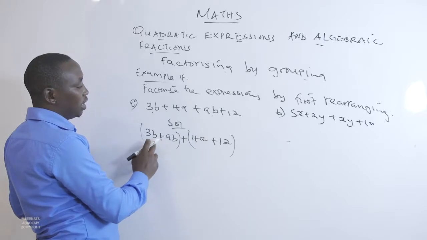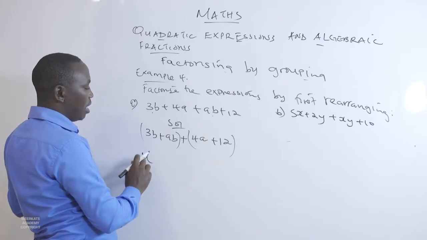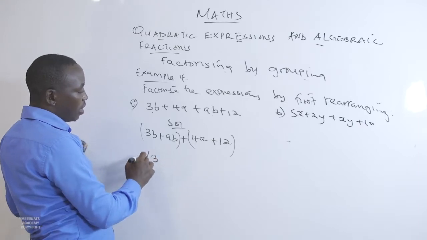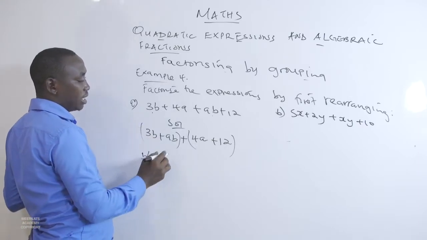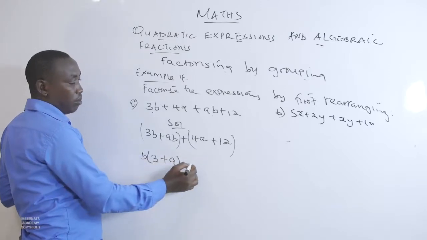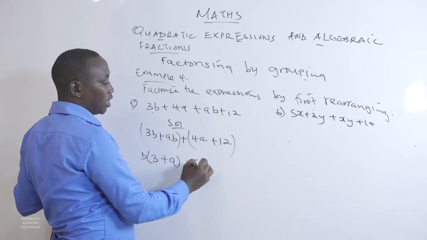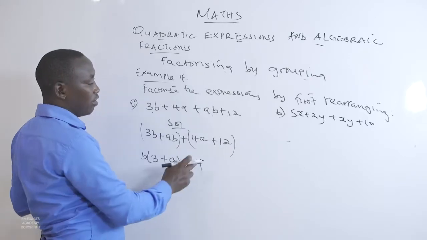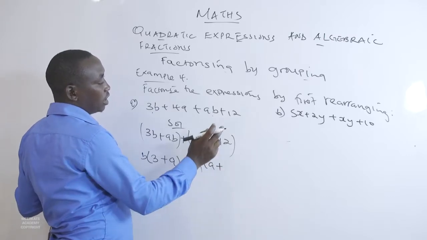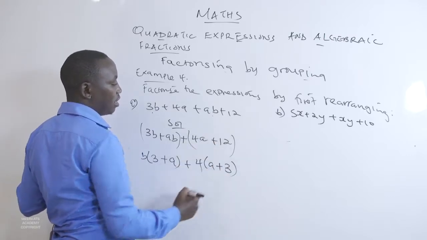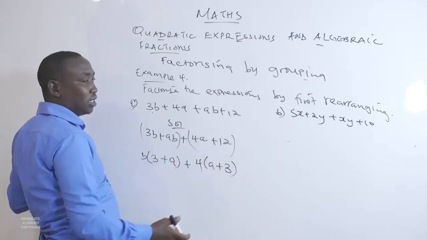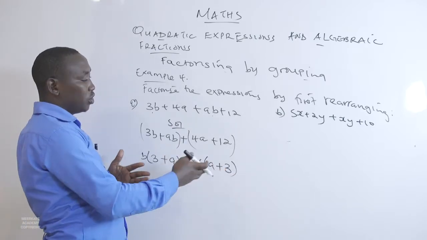So a common factor between 3B and AB is B. B goes into 3B 3 times, B goes into AB A times, plus a common factor here is going to be a number which is 4. 4 goes into 4A A times, 4 goes into 12 3 times. As you can see, we have 3 plus A, we have A plus 3. So you can swap either to match.